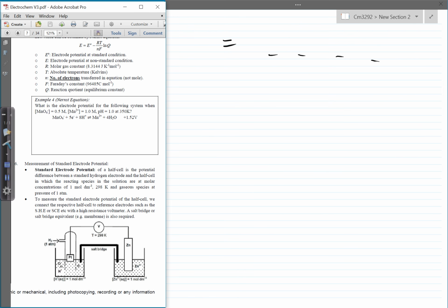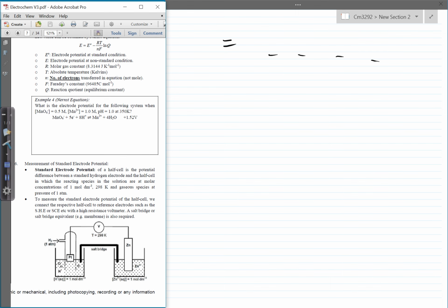So next, measurement of standard electrode potential. We have learned half cells, we have learned reference electrodes, so now we'll combine them to make a cell. In order to measure the standard electrode potential, it's just the potential difference between a SHE and a half cell in which the reacting species in the solution are at concentrations of 1 molar, 298 Kelvin, and gaseous species at a pressure of 1 atm. This is the formal definition. So to measure the standard electrode potential, you will connect the respective half cells to the reference electrodes using a salt bridge or a salt bridge equivalent, such as a membrane.